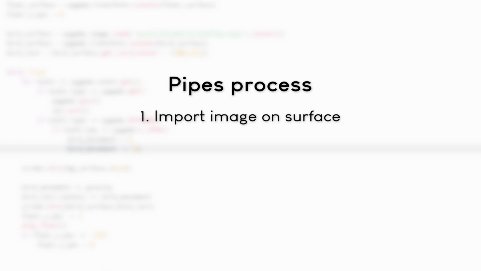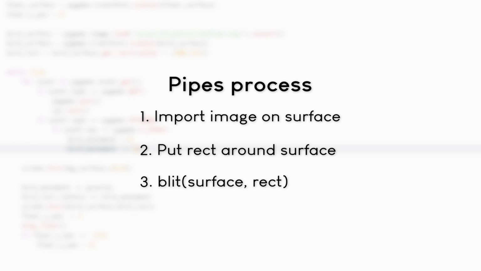And the pipes are going to be put on the screen in a similar way compared to the bird. We are still going to import a surface, we are putting a rectangle around the surface, and then we place the surface on the screen wherever the rectangle happens to be. But there's going to be a bit more logic, because we don't just want one pipe, we want the pipes to continuously move from the left, and we also want to spawn new pipes every couple of seconds. And we can implement this fairly easily, but we are going to need a couple of new things. But let's go through this step by step.